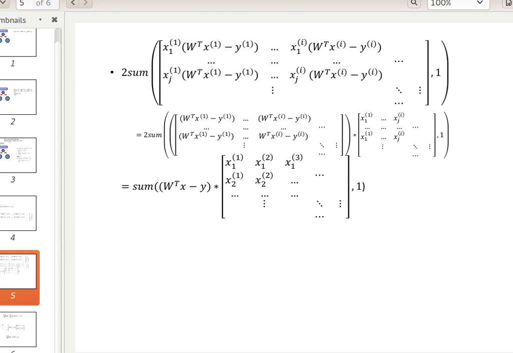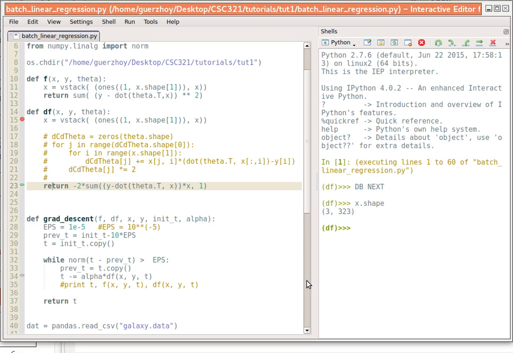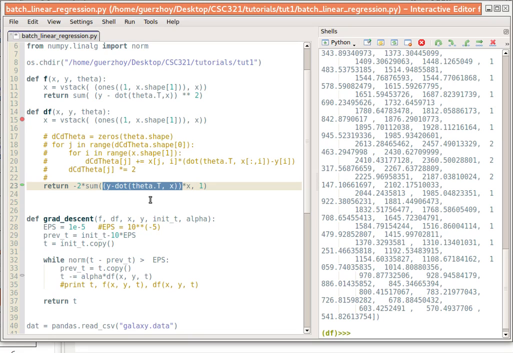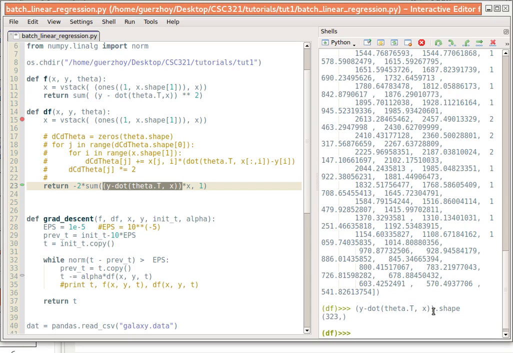Let's look at what those are in Python. So here we have y minus theta.x. Here we have the minus, which is why those are in a different order than what you see in the slide. If you compute this term, this is the kind of thing that you get. You get 323 values. For each training case, you get the difference between the y and the prediction using the theta and the x. And what I do now is I just multiply it by x.